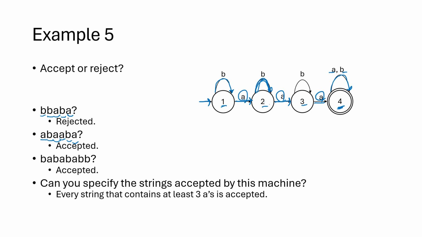And you can check that with the examples that we have here. The first one has only 2 A's, and that's why it's rejected. The second one has 4 A's, that's why it's accepted. And the third one has exactly 3 A's, and that one is also accepted. So at least 3 A's.